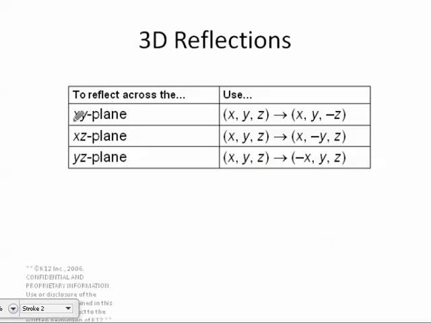So if I'm going to reflect across the xy plane, I want you to notice x and y are here. What's not here? Z. Z's the one that got changed. If I'm reflecting across the xz plane, x and z are there. What's not there? Y. Y is the one that gets changed. If I'm reflecting across the yz plane, y and z are there. What's not there? X. X is the one that gets changed. How are they getting changed? They're simply being made the opposite sign. So if they're negative, they get made positive. If they're positive, they get made negative. That's how you do a reflection in three-dimensional space.